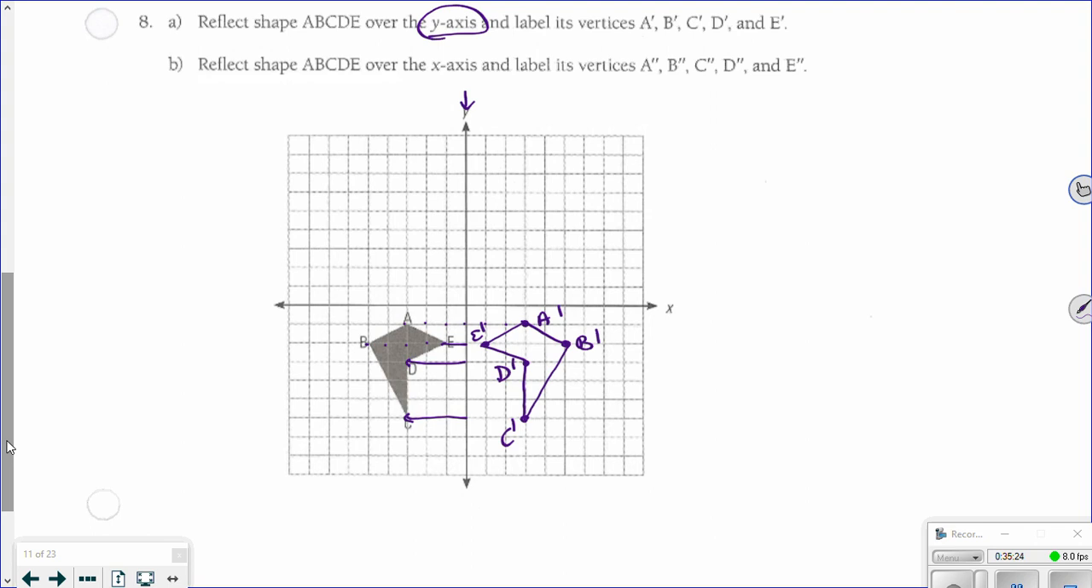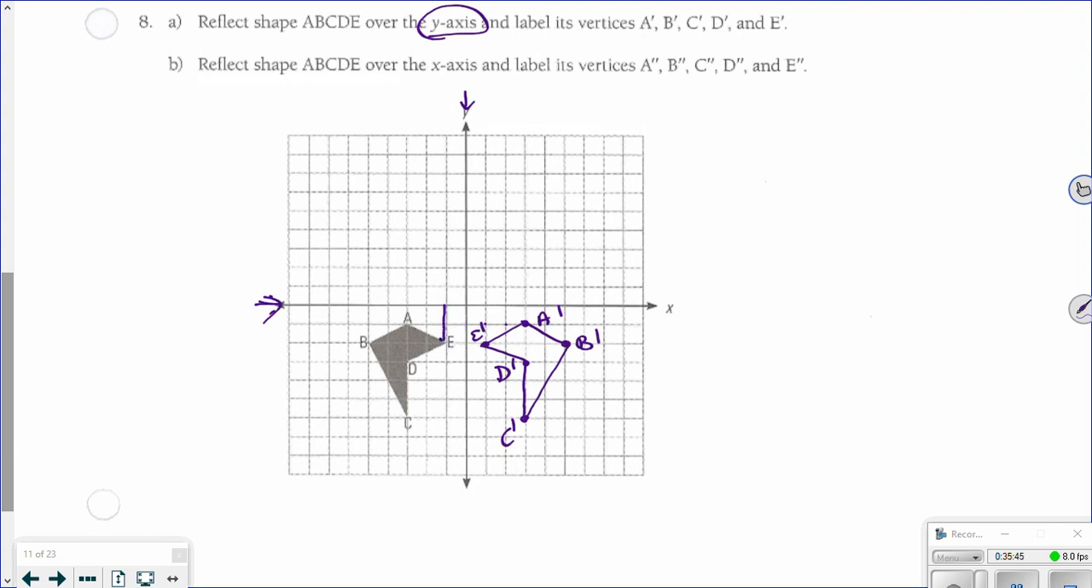The second one says reflect the shape over the x-axis, which means this is going to end up here because my x-axis is this line over here. And it says label the vertices with the double primes this time. So now our reference point is the x-axis. So we need to count away from the x-axis to all of our points.